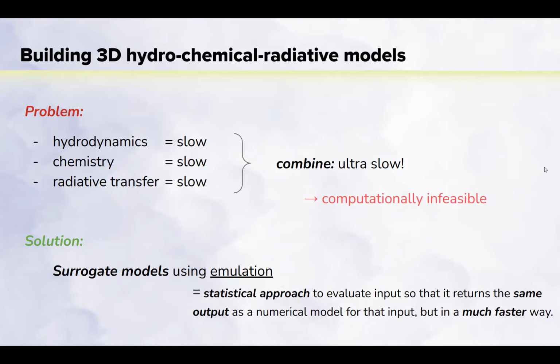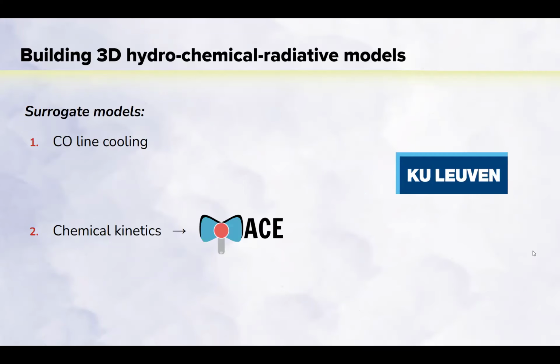And at KU Leuven, we've done this for already two ingredients. First of all, for CO line cooling within these HB circumstellar envelopes, because CO line cooling is a very important coolant inside these outflows. And then we also did this for chemical kinetics, and therefore we built Maes. I'll first cover shortly the CO line cooling.